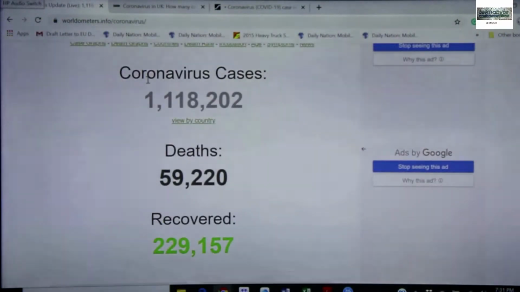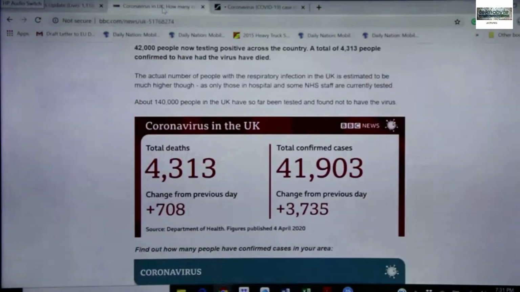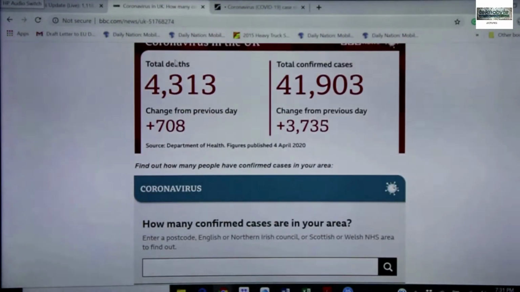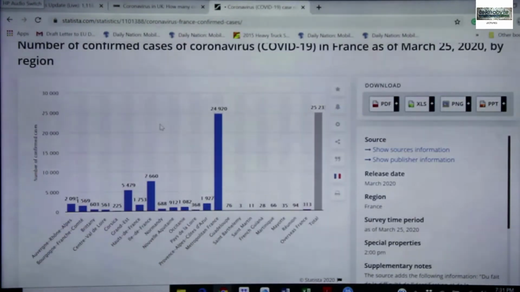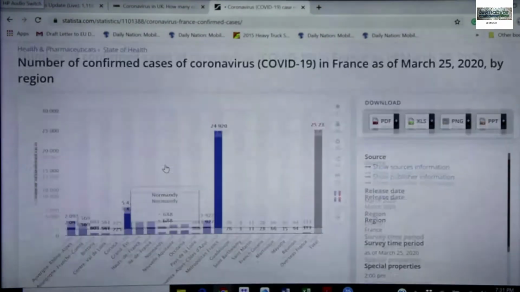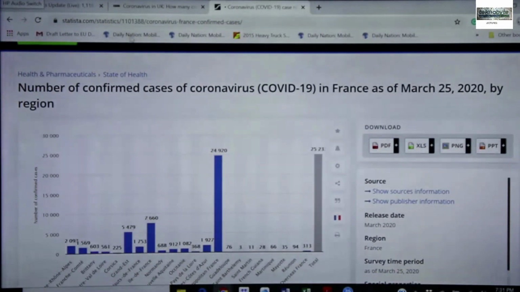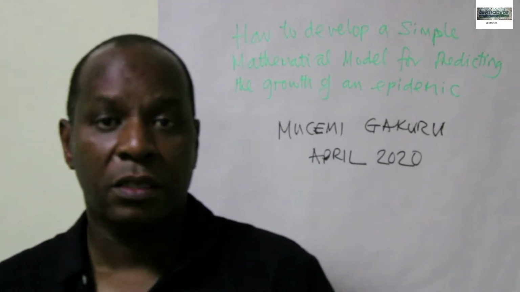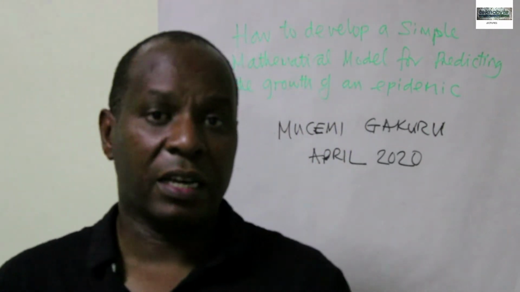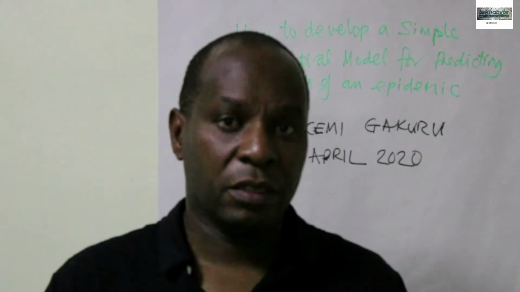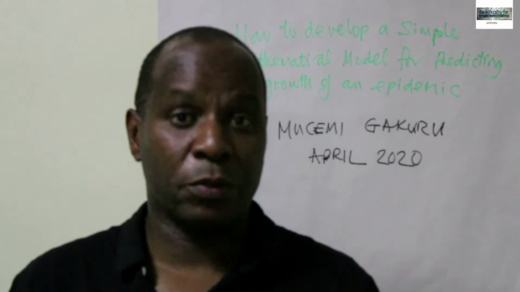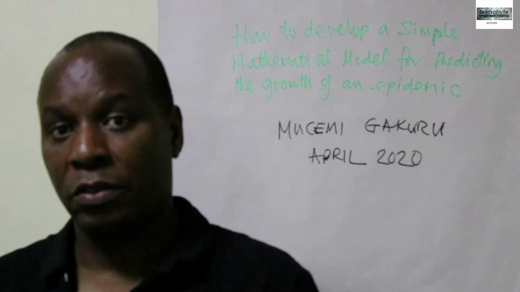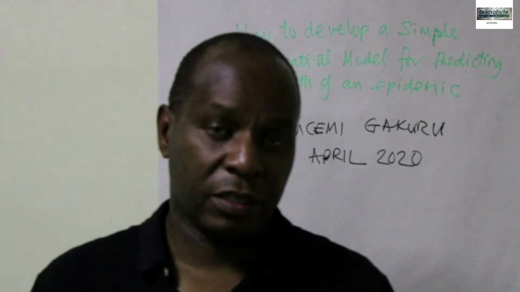Websites such as this, Worldometers, corona cases in the UK, this is from the BBC, for example. And this is another one reporting cases in France, actually given by the different regions of France. So this is giving an unprecedented opportunity to test existing models and at the same time to come up with new approaches to develop our models for determining the growth of such epidemics.